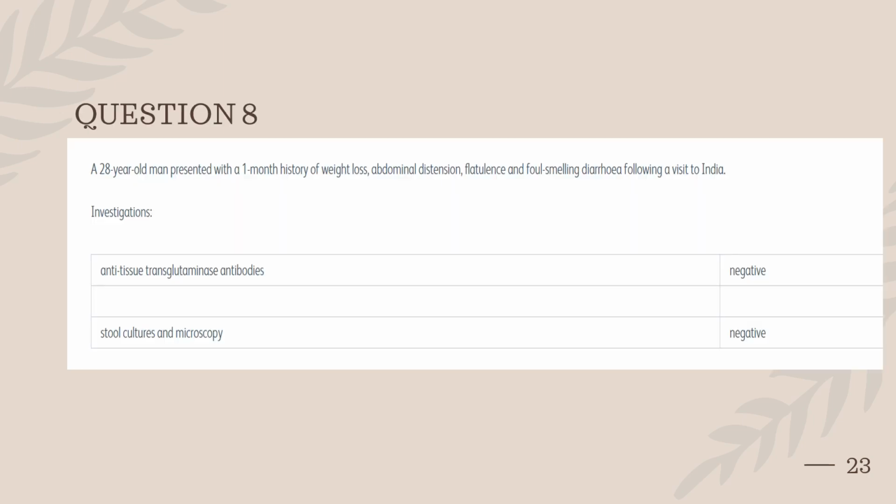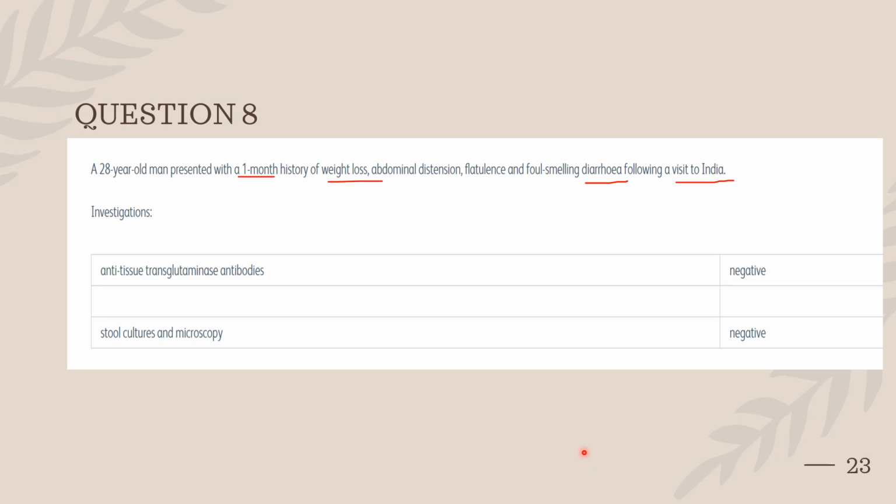Next question: a 28-year-old man presented with a 1 month history of weight loss, abdominal distension, flatulence, and foul-smelling diarrhea following a visit to India. So here there are some keys in the question. There is weight loss, abdominal distension, flatulence, and diarrhea. It's a 1 month history, so it's a bit chronic. And after a visit to India, so there is a visit to one of the endemic countries. We'll see what disease it is.